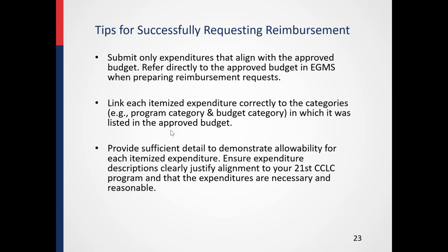Link each itemized expenditure to the category, so program category and budget category, in which it was listed in the approved budget. That very often is something that reimbursement requests have to be returned for. So it'll be something sitting in professional services when it should be in supplies and materials, or the program category will be listed under instruction instead of under support services or something like that. So make sure those match up with what you have in the application.